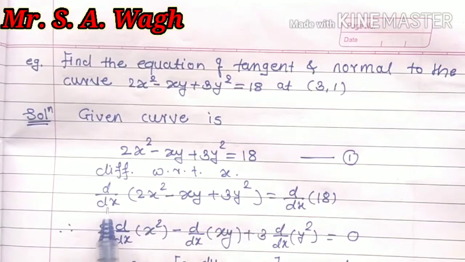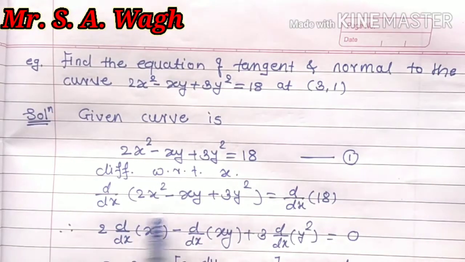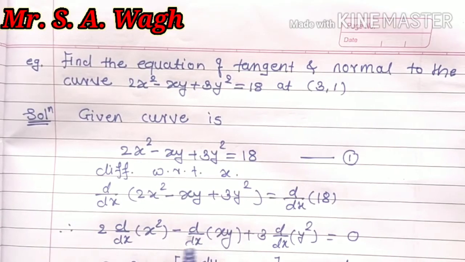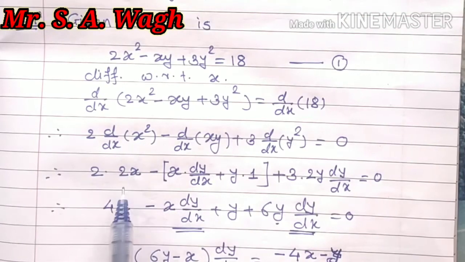So d by dx of 2x square minus xy plus 3y square equal to d by dx of 18. By applying properties of derivative, 2 can be taken outside: derivative of x square minus derivative of xy plus 3 times derivative of y square is equal to derivative of 18, which is 0. Now x square's derivative is 2x, so the total value is 4x.